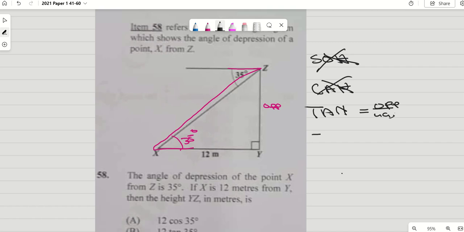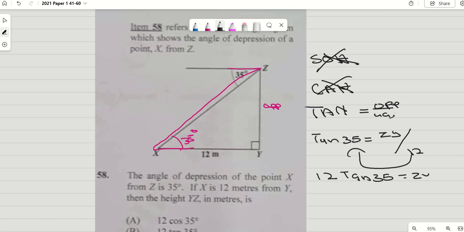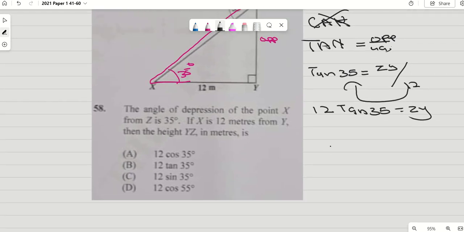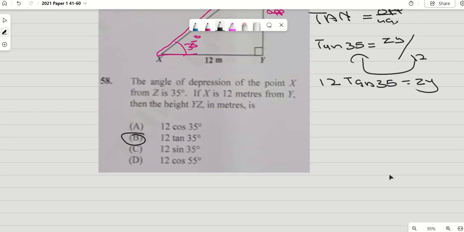Right, so tan of the angle in question, 35, equals opposite, which is ZY, all divided by your adjacent, which is 12. If you make ZY the subject, you carry across, divide by turns to multiply, so that's 12 tan 35 equals ZY. You look for that answer, 12 tan 35, which is B, and that would be your answer for number 58.